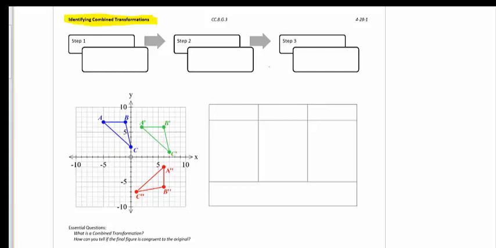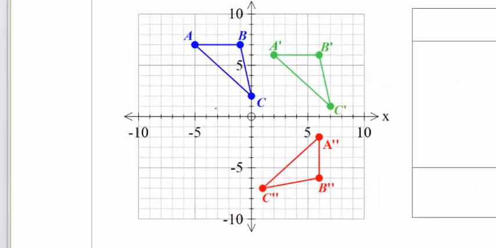So if you would take a look down here on your graphic organizer, you'll see that we've got a coordinate plane with 3 triangles on it. We have the original, which is here in blue, ABC, and then we have the first transformation, or the first image, which is A prime, B prime, C prime, and we know it's the first image because it only has one prime notation. And then you have A double prime, B double prime, C double prime. What we need to determine is what combination of transformations occurred to get from A, B, C to A double prime, B double prime, C double prime. So from the original to the final image.